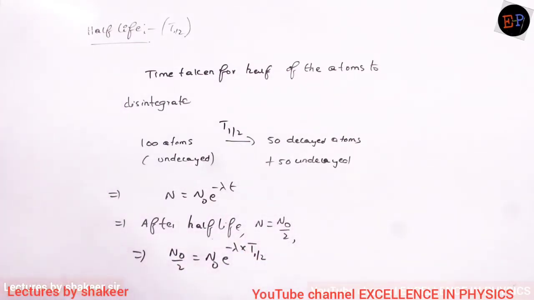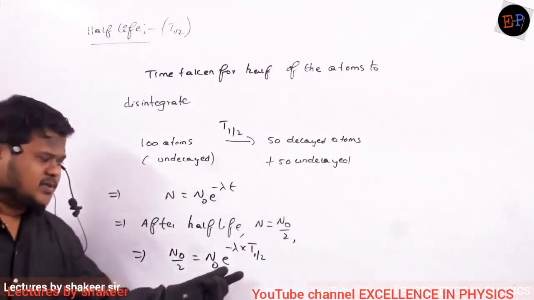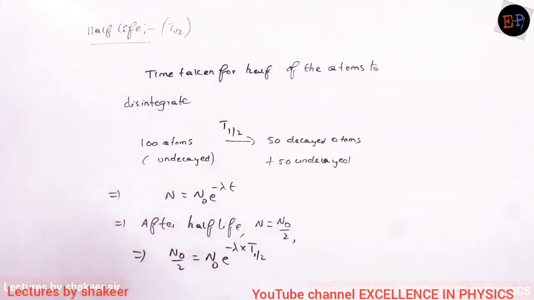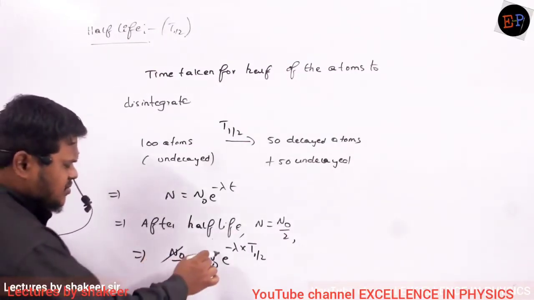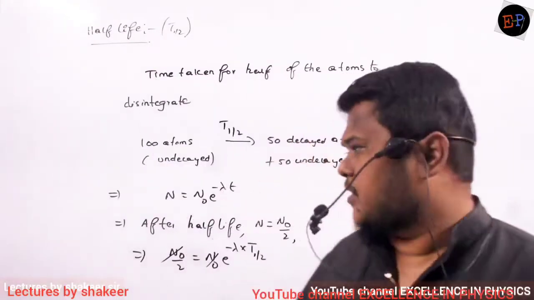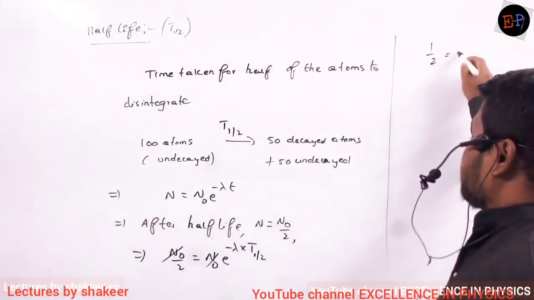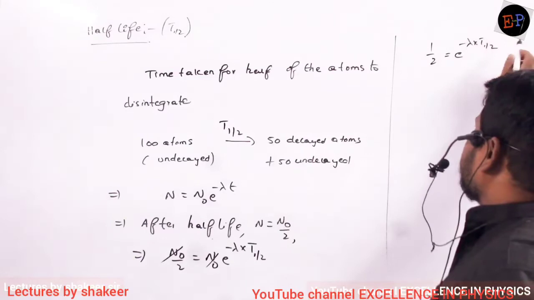And for half of the atoms to decay, what is the time taken? Time taken is called half-life. That is why instead of small t, I am writing T 1 by 2. Are you able to understand? Now see which terms get cancelled. N naught and N naught will cancel. So I can write 1 by 2 is equal to e power minus lambda into T 1 by 2.